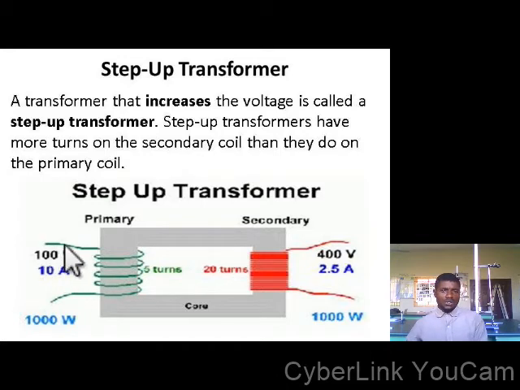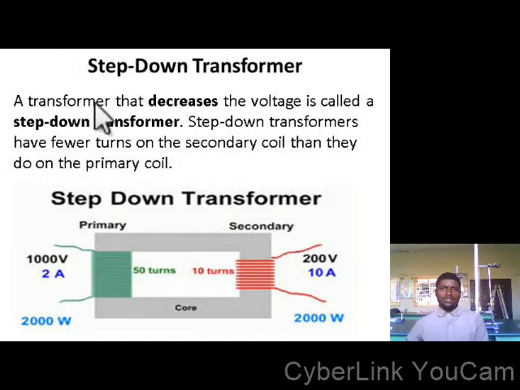This is the voltage on the primary coil, the voltage on the secondary coil. The current on the primary coil is 2.5 ampere, and then the current on the secondary side. I am telling you, in a step-up transformer, the current is more on the primary side and less on the secondary side. Step down transformer. A transformer that decreases the voltage is called a step down transformer. Step down transformers have fewer turns on the secondary coil than on the primary coil. Look at it quickly before we move on.